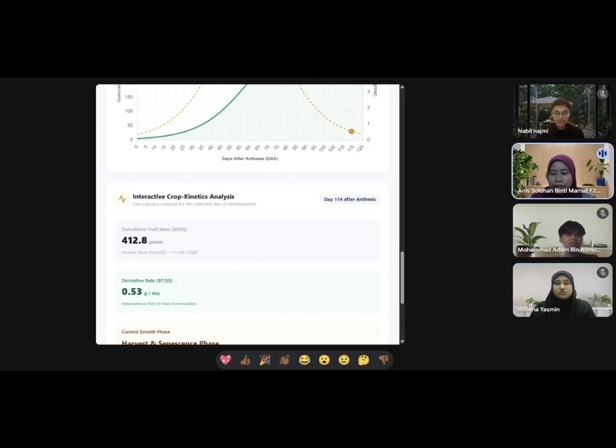Instead of using static parameters, the calculus equation would automatically recalibrate daily, providing farmers with an automated live AI alert system, telling them precisely when their crops have entered peak resource demand phase.